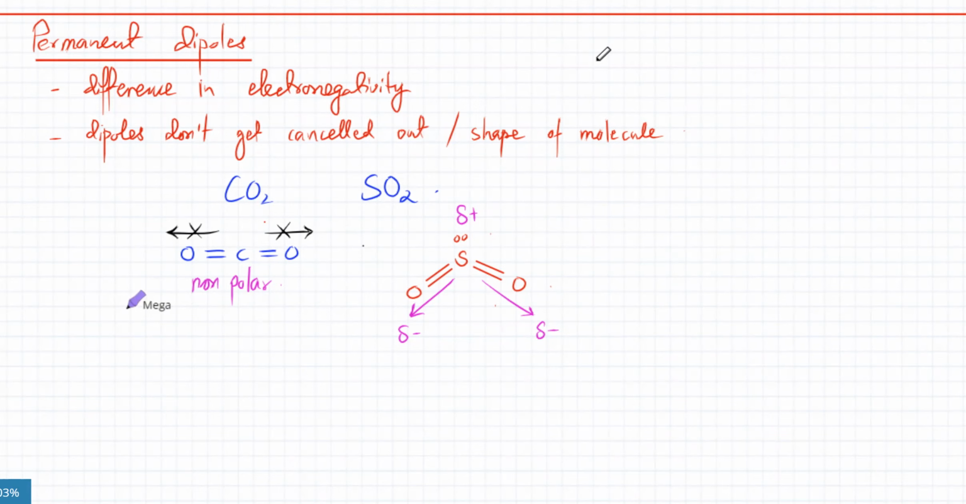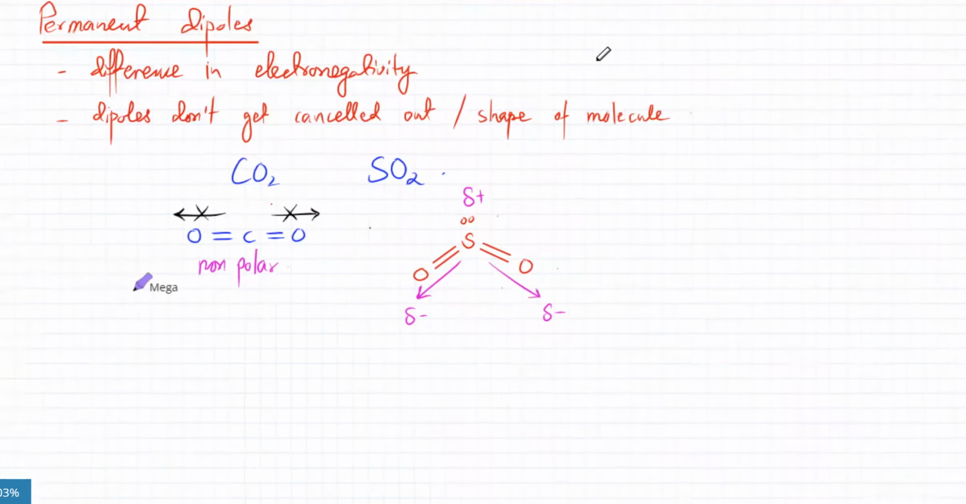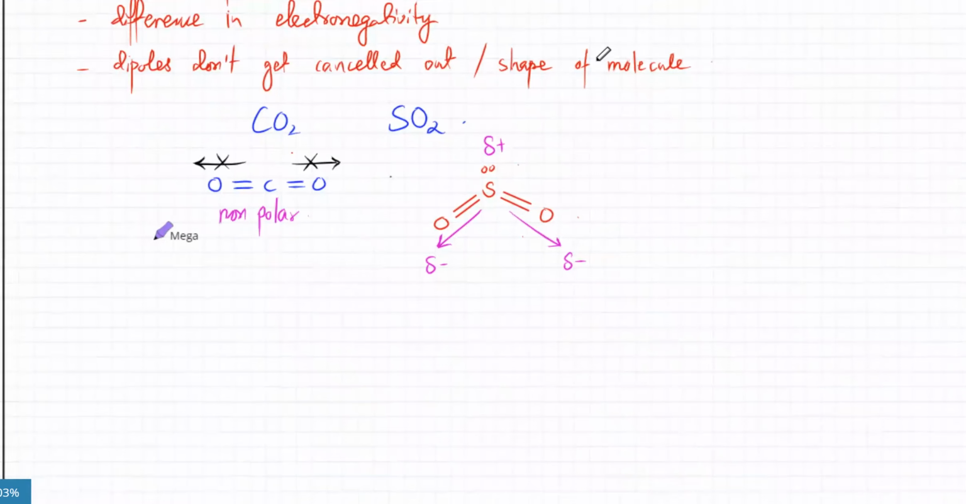So we'll do this with other shapes as well. Okay? So remember this, dipoles getting cancelled out, or difference in electronegativity is not the only thing. It depends on the shape of the molecule as well. So here's another one. Can anyone quickly tell me whether this is going to have a dipole?